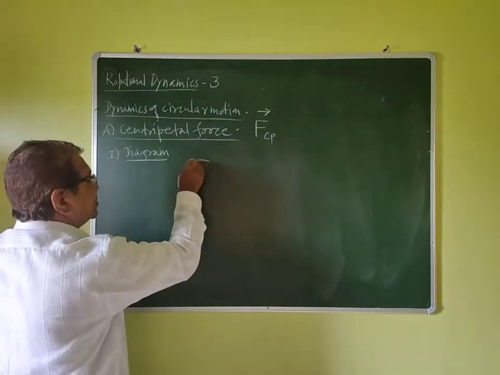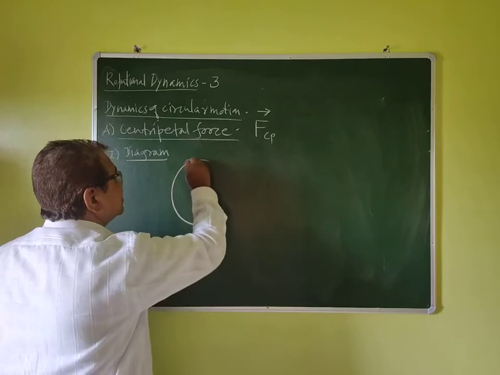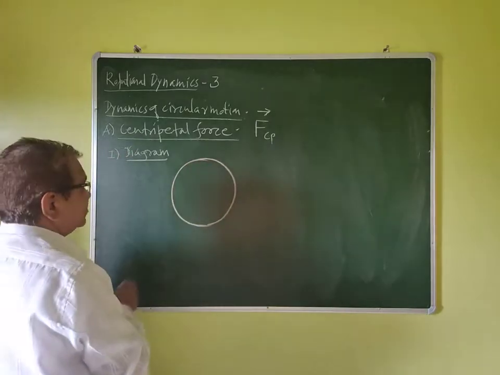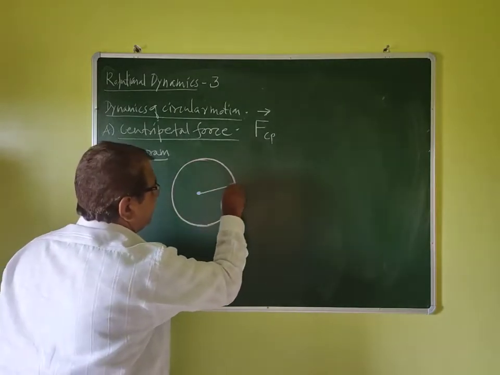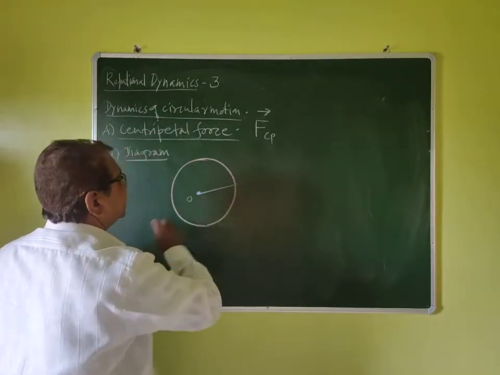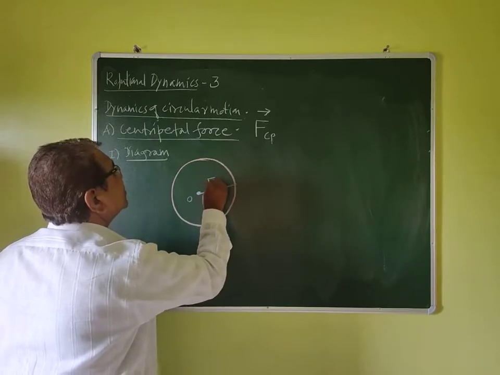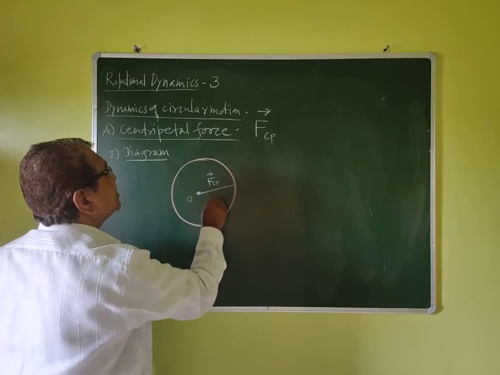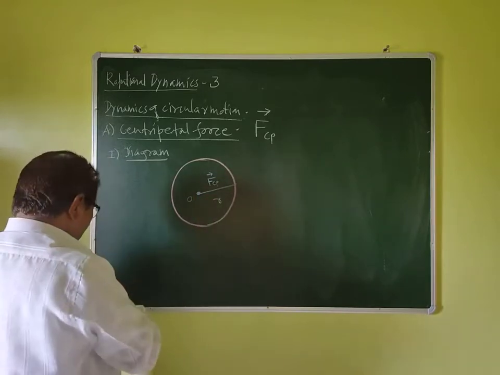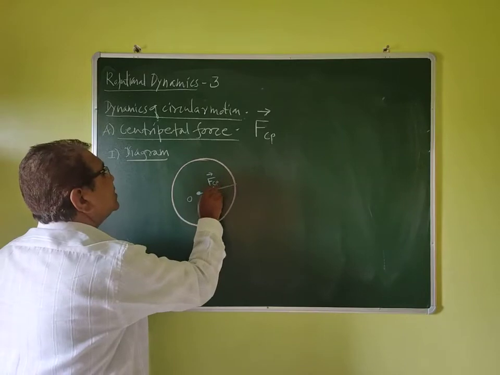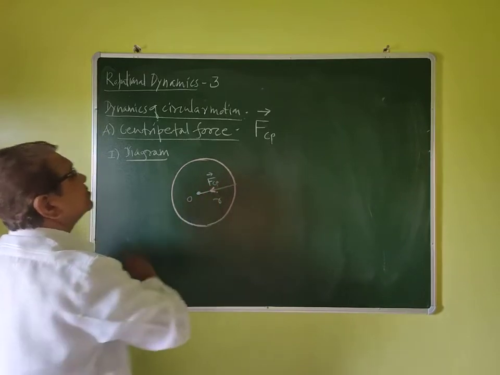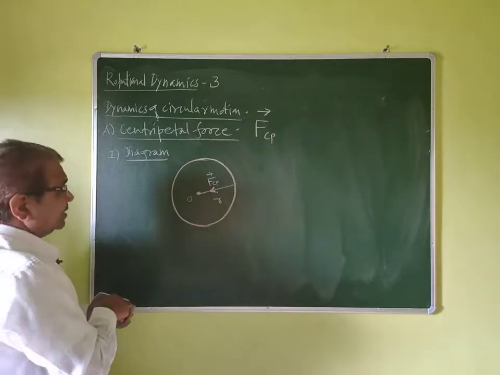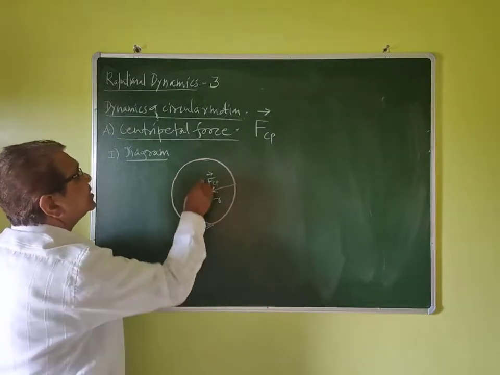Suppose this is a circle like this. See here, this is the center. This is the centripetal force. I will write in vector form like this. This is the radius of the circle, and this is the direction of the centripetal force. The direction of the centripetal force is towards the center, and this is the direction of the circular motion like this.